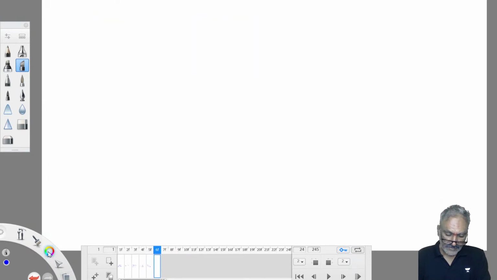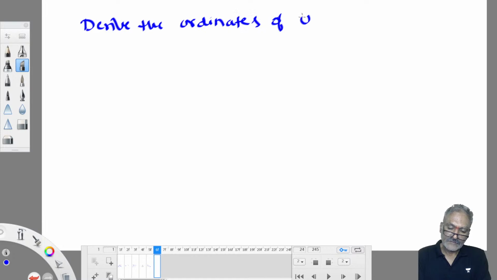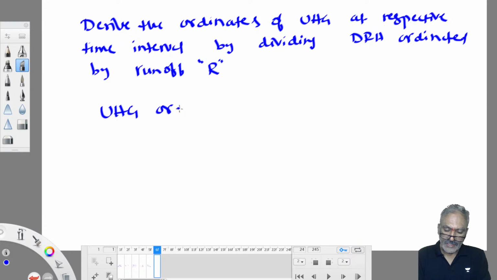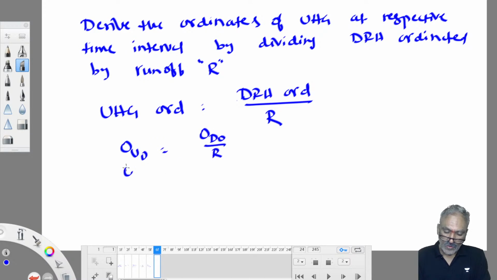Then we derive the ordinates of the unit hydrograph at respective time intervals by dividing the direct runoff hydrograph ordinates by the runoff R. So the unit hydrograph ordinates equal the direct runoff hydrograph ordinates divided by R. That means OU0 is equal to OD0 by R, and OU1 is equal to OD1 by R. At respective time intervals, if you divide, you get the unit hydrograph ordinates.